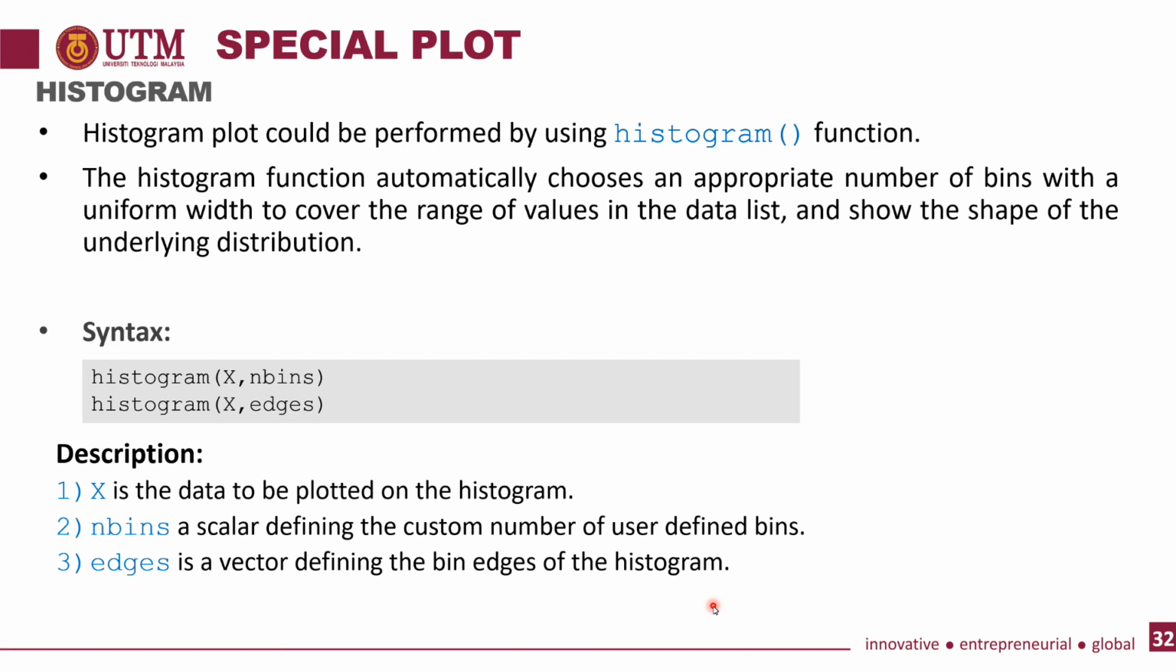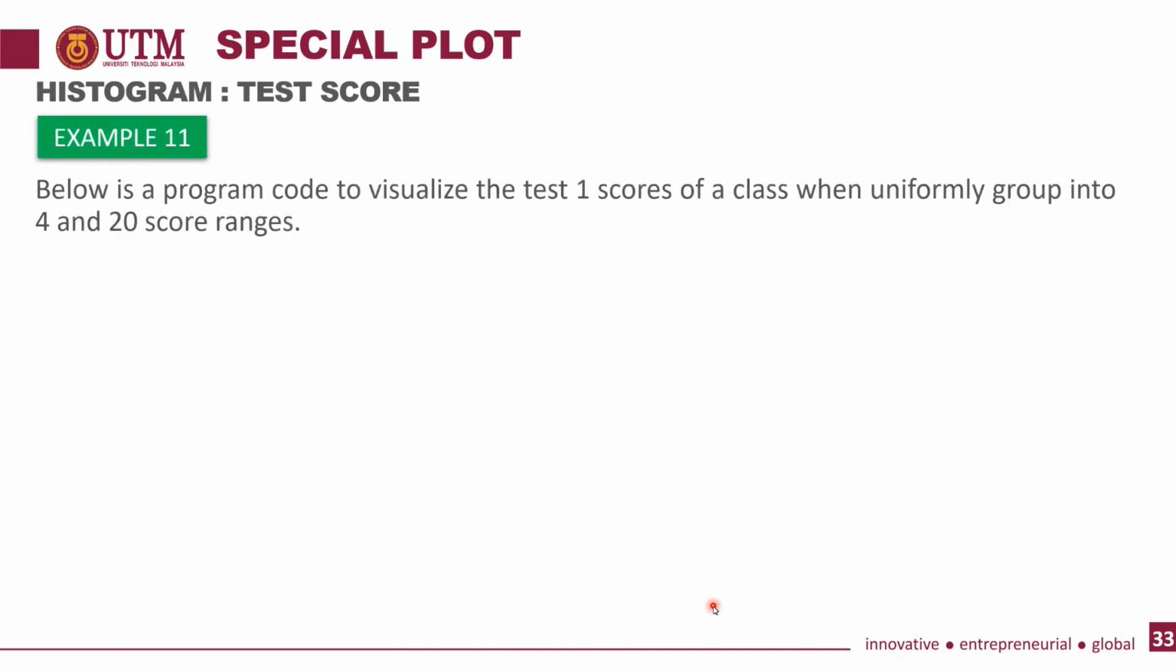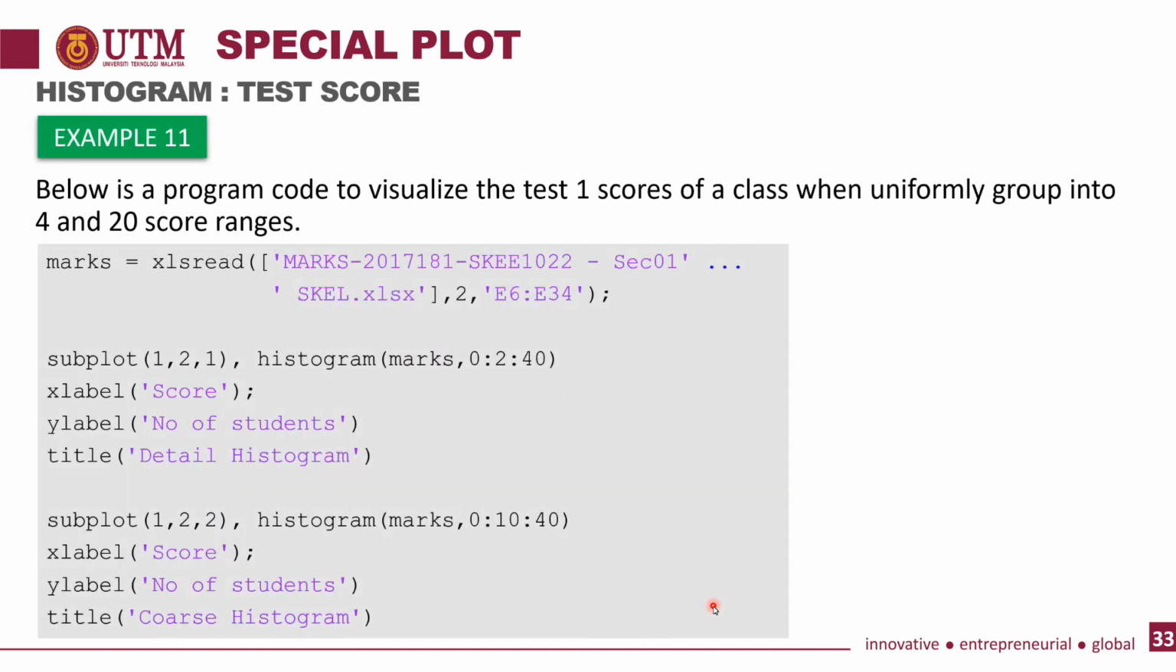Next is the test score example. Below is program code to visualize the test 1 score of a class when uniformly grouped into 4 and 20 score ranges. For this example, you can just use your own data. This example combines everything together.